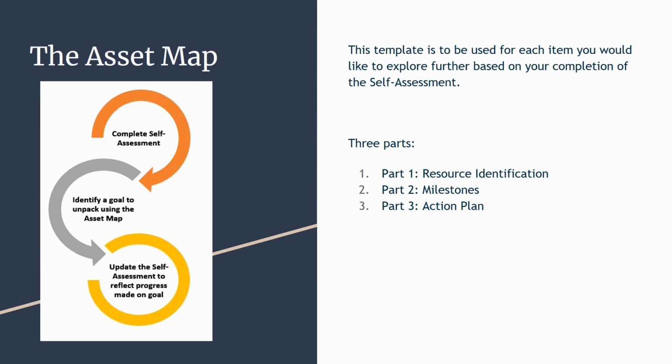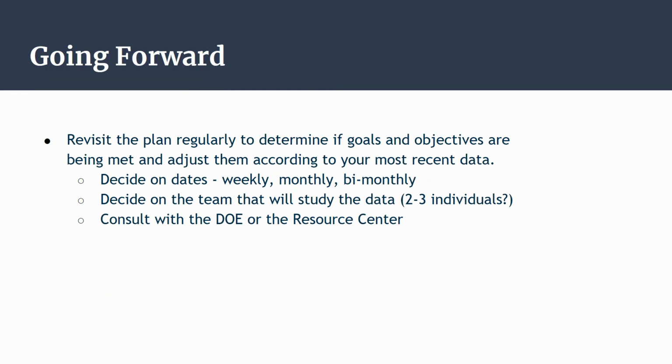There are 3 parts to the asset map tool. Use Part 1, Resource Identification, to analyze your assets and needs for resources in the adult education system and with your partner agencies. This baseline information will help guide Parts 2 and 3. Use Part 2, Milestones, to lay out the key steps that need to occur to reach the goal. And then use Part 3, Action Plan, to map out the actions that need to be taken in order to reach each identified milestone.